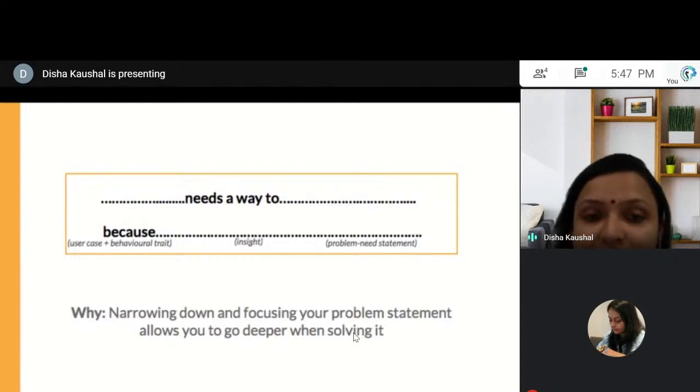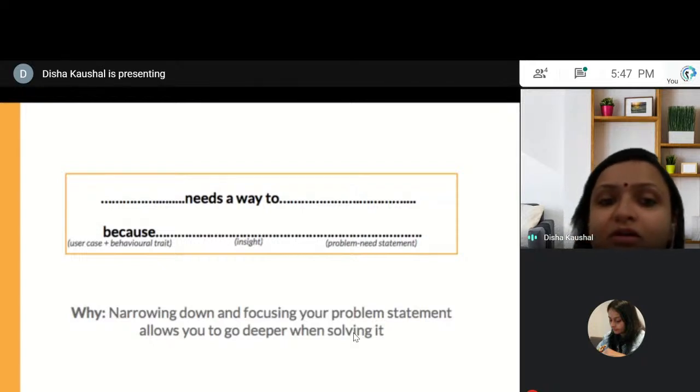And that is why I'm saying that when you are creating a problem statement, it should allow you to create multiple options: technical, non-technical, zero budget, and very high budget also.